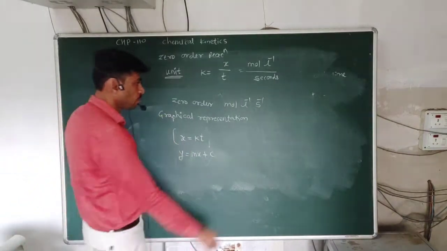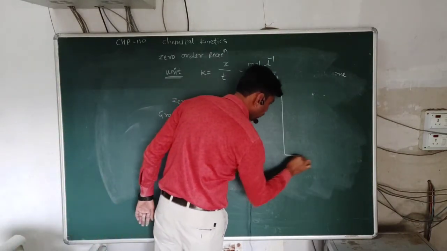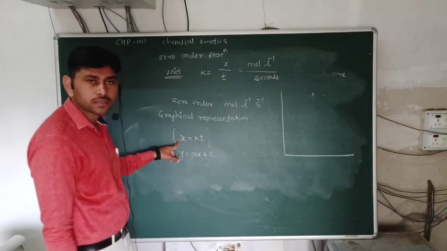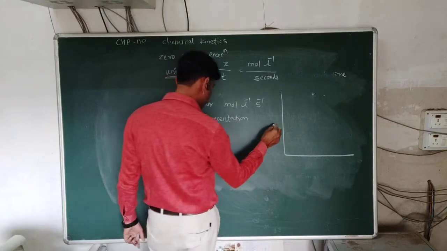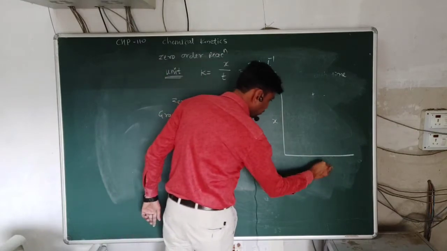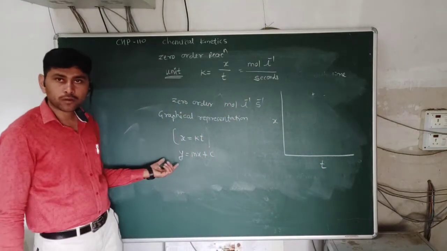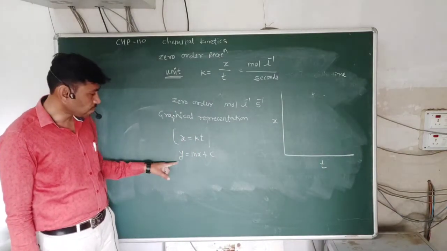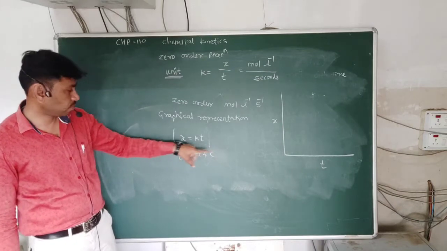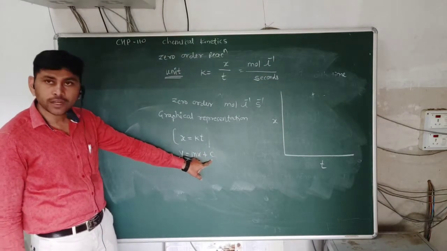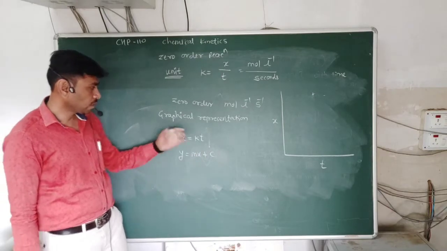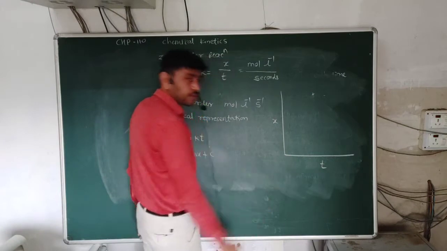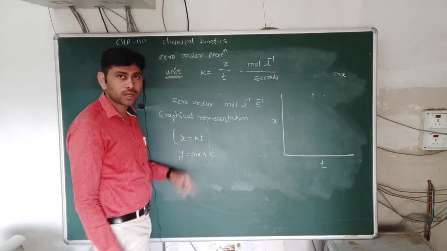If we plot a graph of x versus t, with x on the y-axis, then the graph is a straight line graph because it follows the equation of a straight line without intercept, because the intercept is 0. If the graph is without intercept, then it always starts from the origin.